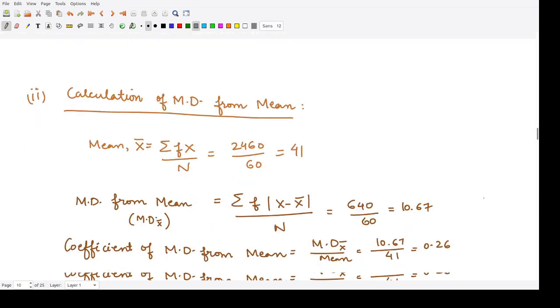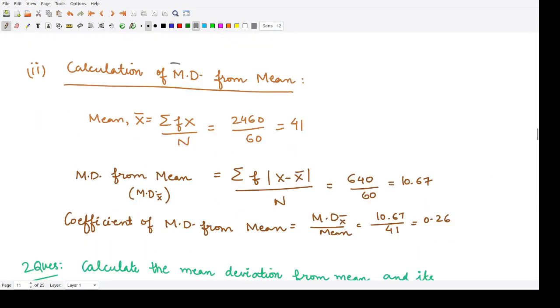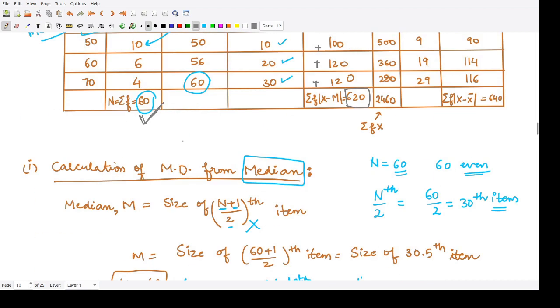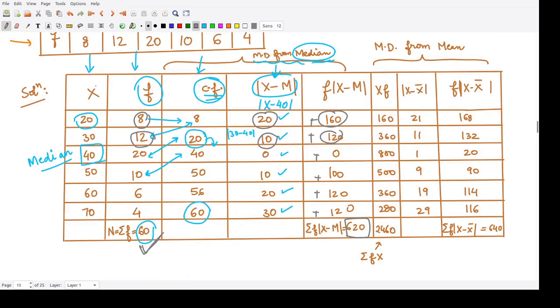So next, we'll now calculate the mean deviation from mean. For that, firstly we'll calculate the mean. So how do you calculate mean? Mean is calculated by summation fx divided by n. So now you have this x, you have this f, right? So you multiply this quantity with this quantity. You multiply 20 by 8, so you have 160 here. Multiply 30 by 12, you have 360, and so on. So this is xf. When you add up all of this, you have this quantity 2460.